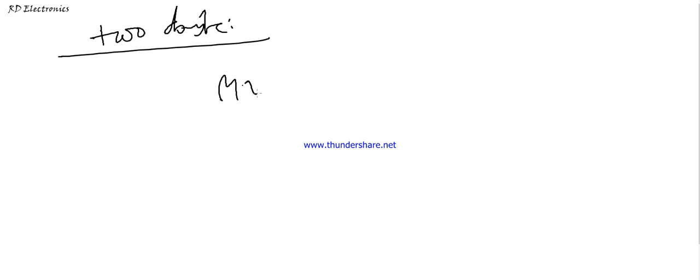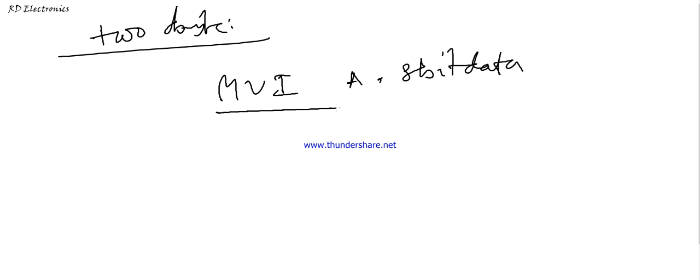Next topic is 2 byte instruction. The first example is MVI A, some 8-bit data. This is called a 2 byte instruction. Why is it 2 byte? Because 1 byte is required for opcode fetch and the second byte is required for 8-bit data. So 1 byte plus 1 byte, total 2 byte instruction is required.